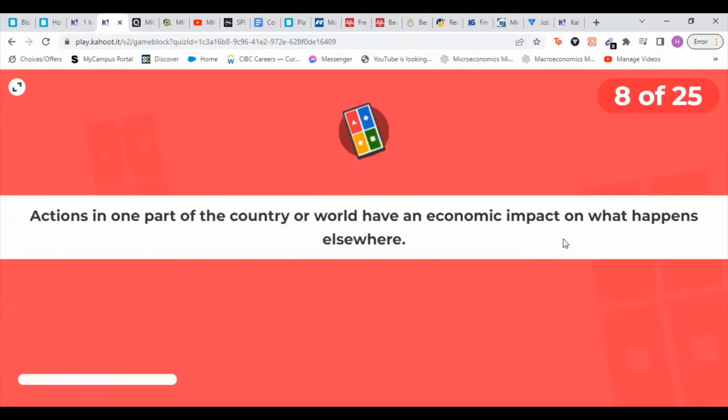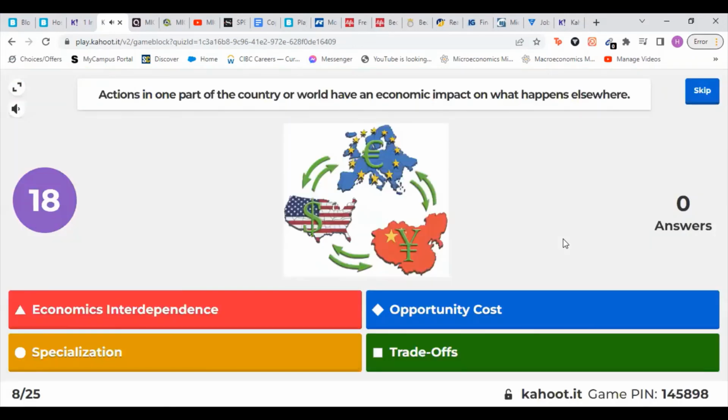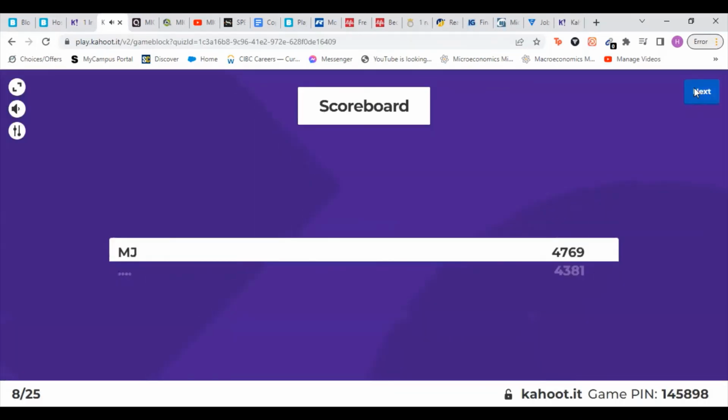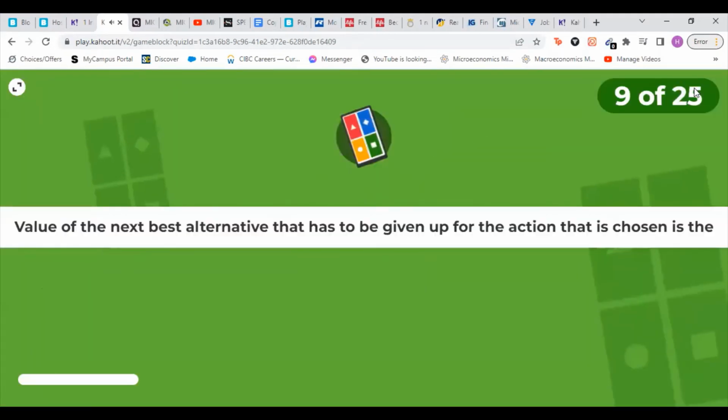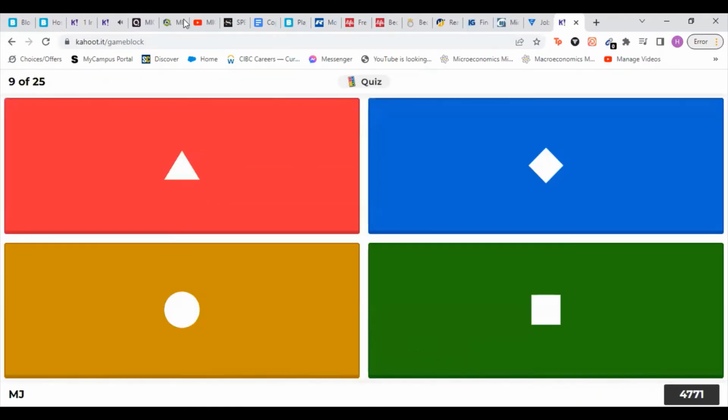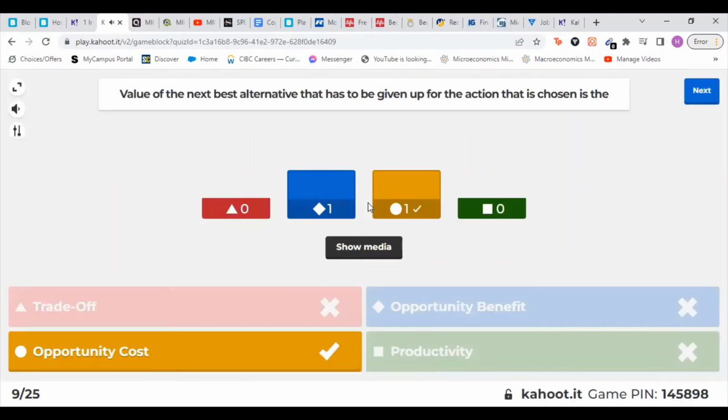Our actions in one part of the economy or world have an economic impact on what happens elsewhere. What's that called? Economic interdependence. And then the value of the next best alternative that has to be given up for the action that is chosen is the opportunity cost. Great job.